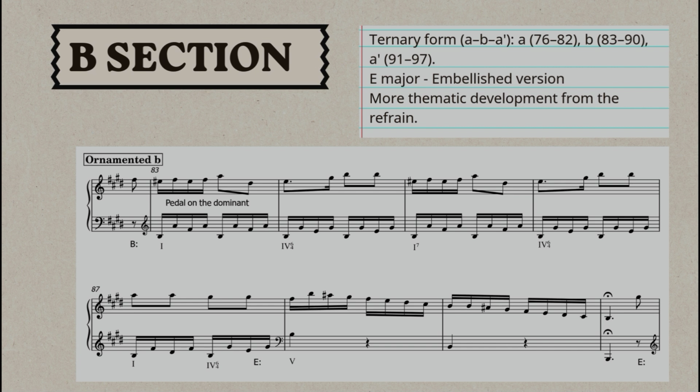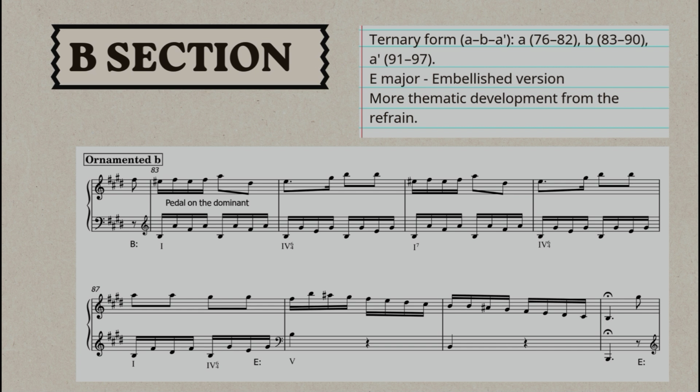The part recalls the theme from the first episode, now embellished, for example, with trills and turns in bars 78 to 80. Harmonically, it stays in major initially, but leads towards B major at bar 82.